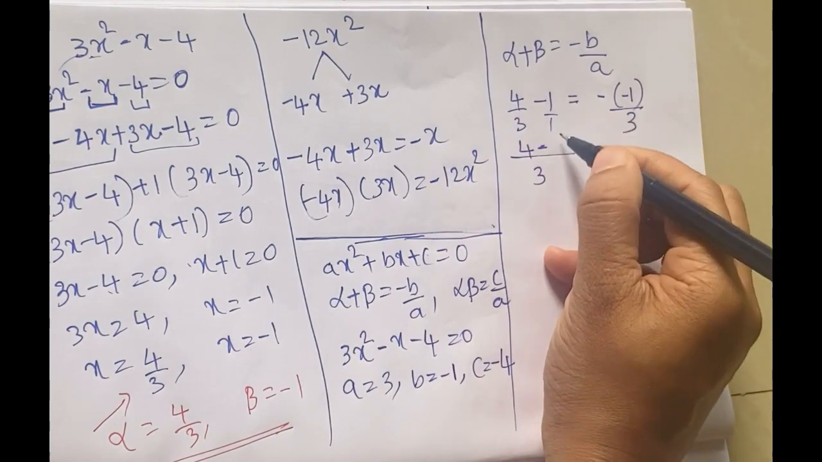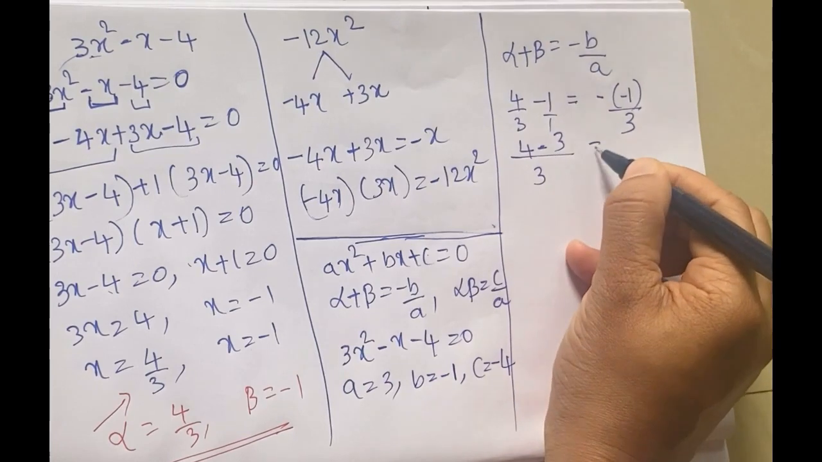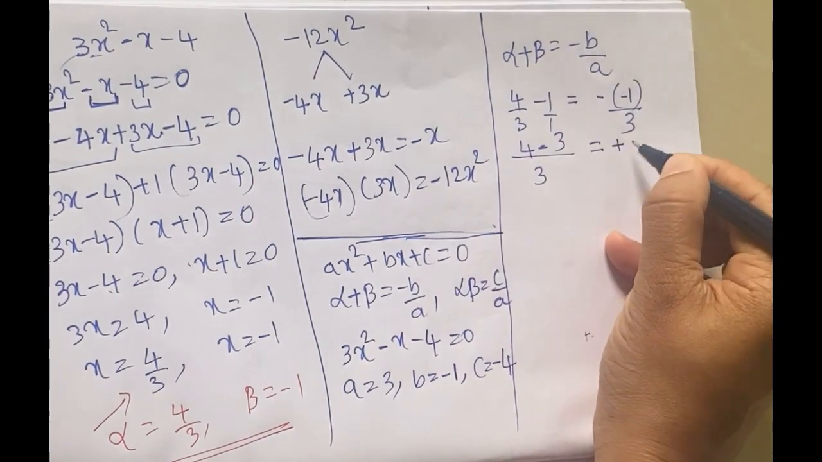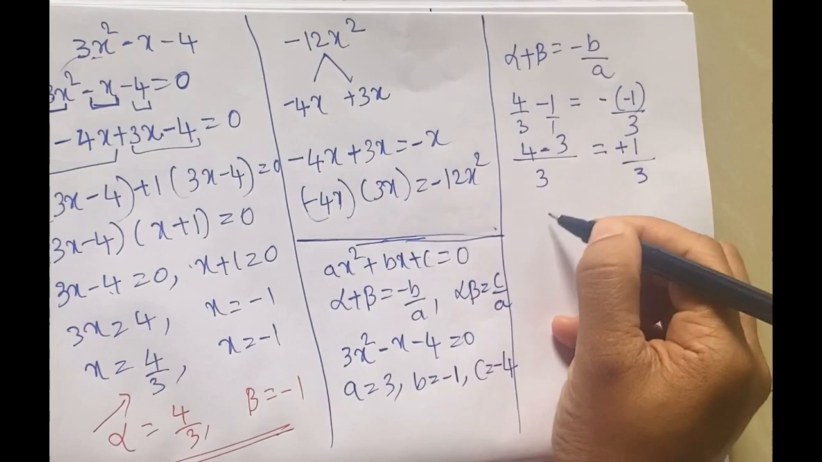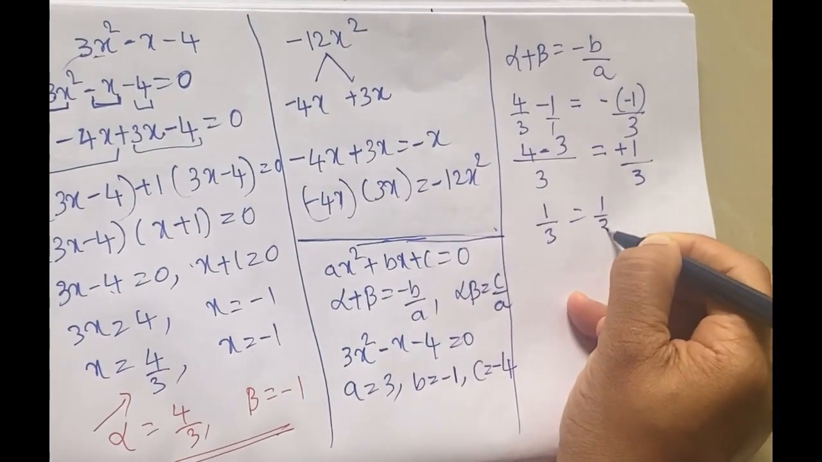That's why I will multiply this one by 3. 4 minus 3 is equal to 1, so minus (minus 1) plus 1 by 3. 4 minus 3 is 1. 1 by 3 is equal to 1 by 3.